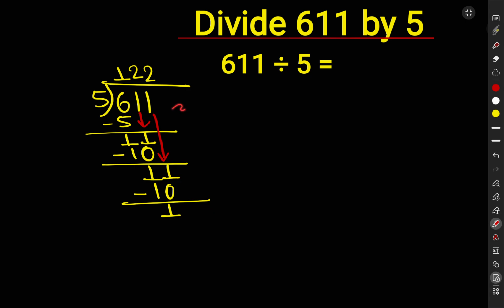So now we have no other number to put down. So we put a decimal here, so that we can put 0. So it is 10 and 5 times 2 is 10. On subtracting, we get 0.